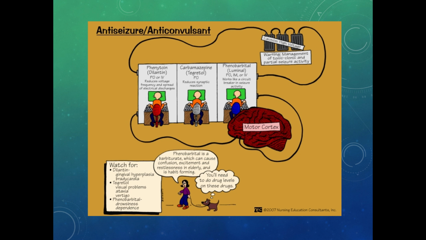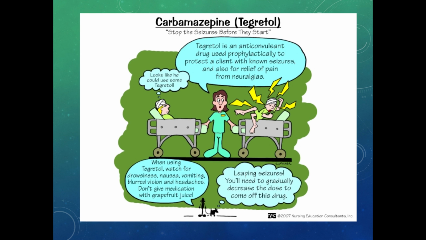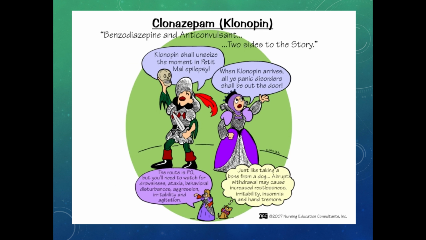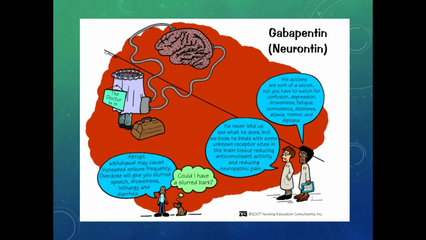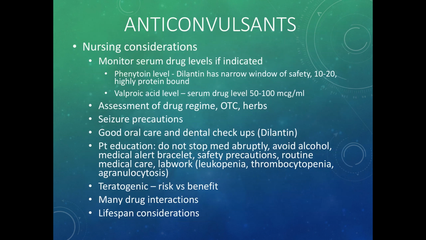And this is just a pictorial for you to look at the different anticonvulsant medications. This is the Tegretol we talked about. It's an anticonvulsant also, and it's for maintenance. It stops the seizures before they start. And this is the benzodiazepine, Klonopin or clonazepam. And this oftentimes helps something called petit mal seizures. Gabapentin again is the Neurontin that we use both for anticonvulsant and for that neuropathic or nerve-generated pain.